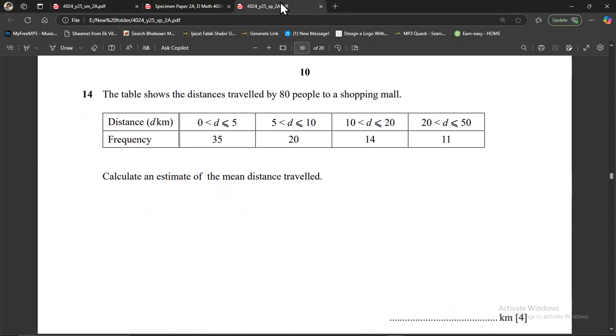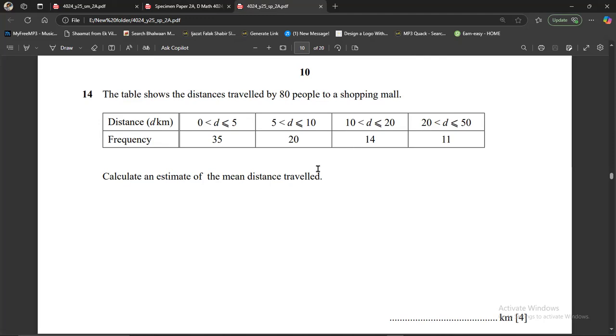Question number 14, the table shows the distance traveled by 80 people to a shopping mall. The distance traveled from 0 to 5 kilometers, 35 people, 5 to 10 kilometers, 20 people, 10 to 20 kilometers, 14 people, 20 to 50 kilometers, 11 people. Calculate the estimate of the mean distance traveled.